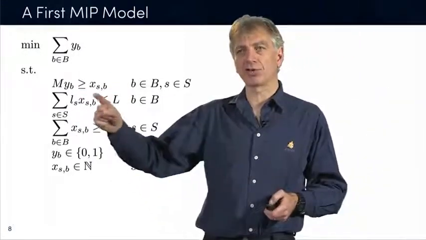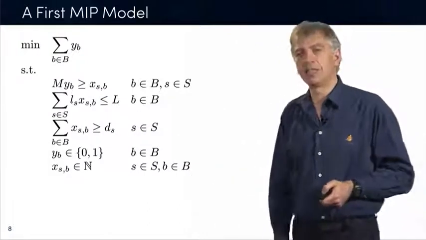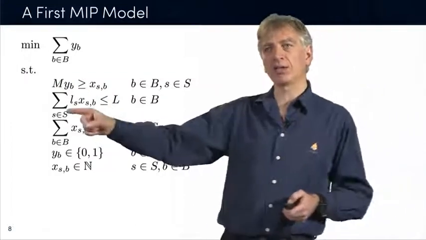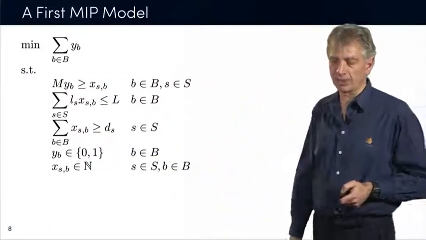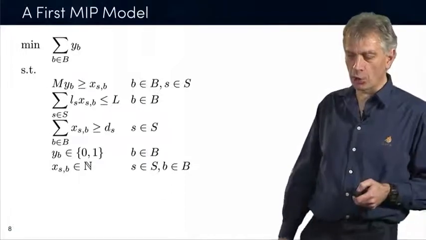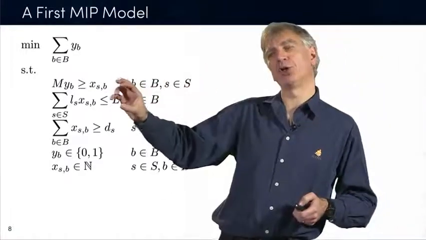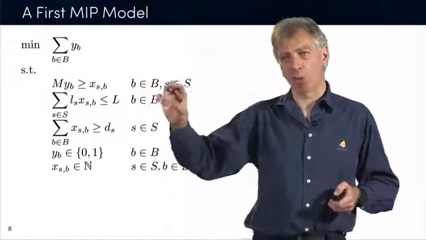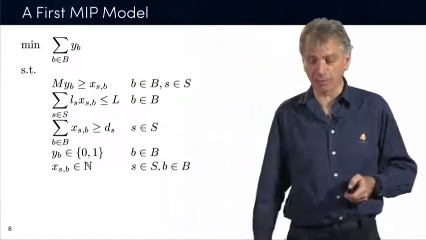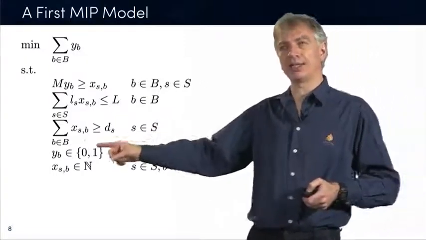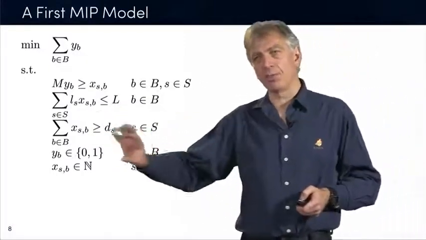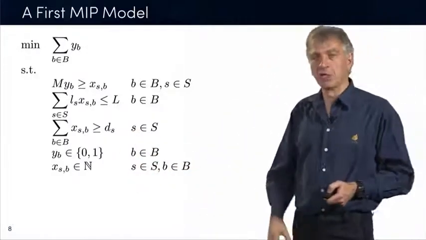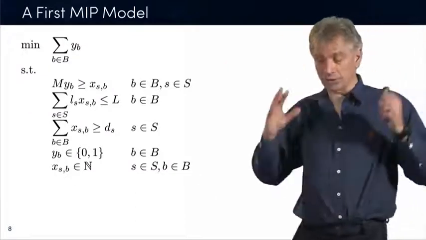The second set of constraints is the capacity constraints. For every board, if you sum the shelves that you are cutting from this board, it has to be smaller than the length of the board. And then you have the constraint saying that you have to meet the demand, and then you have the 0, 1 variables. So this is the first model that comes to mind.